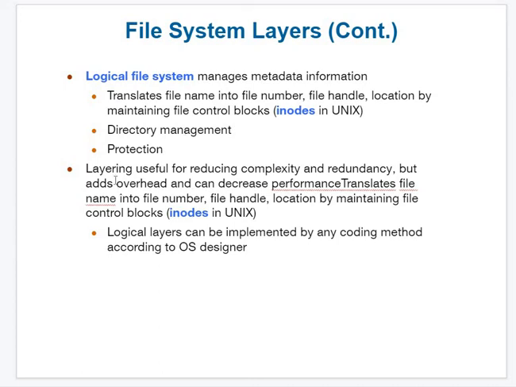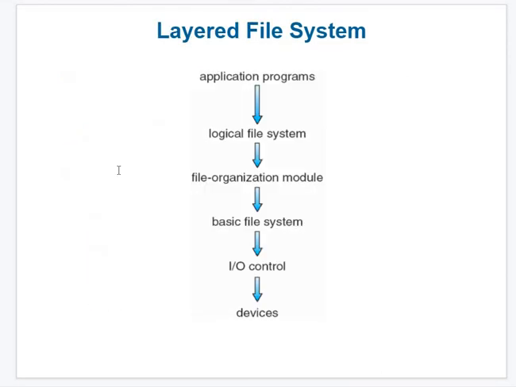What are the uses of having this file system in a layered approach? Let's say I want to transfer a file from C drive to D drive to E drive.